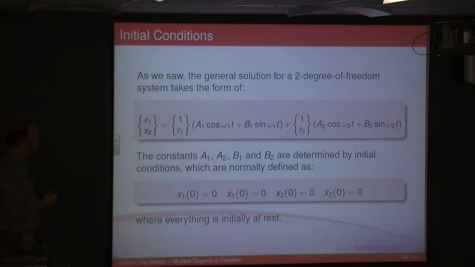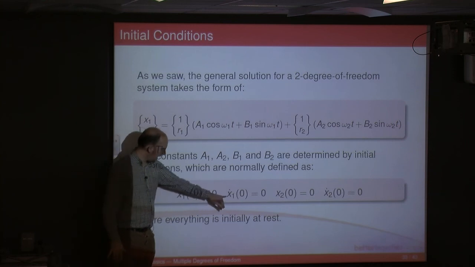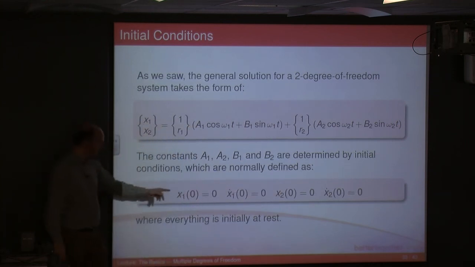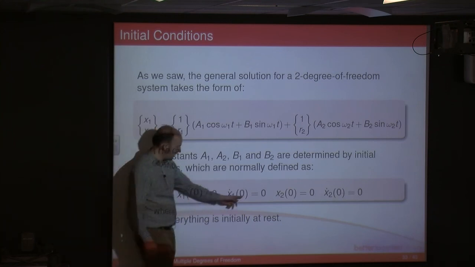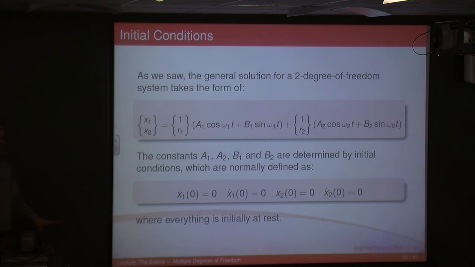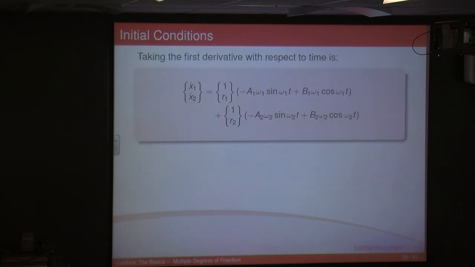A1, A2, B1 and B2 are determined by their initial conditions. And like I said, what you do is you define x1, x1 dot, and x2 and x2 dot when t equals 0 to be certain values. Obviously here we've defined them to be 0, so where everything's initially at rest. Generally that won't be the case, but what we do is we take the first derivative with respect to time. So there's our solution to find x1 dot and x2 dot.